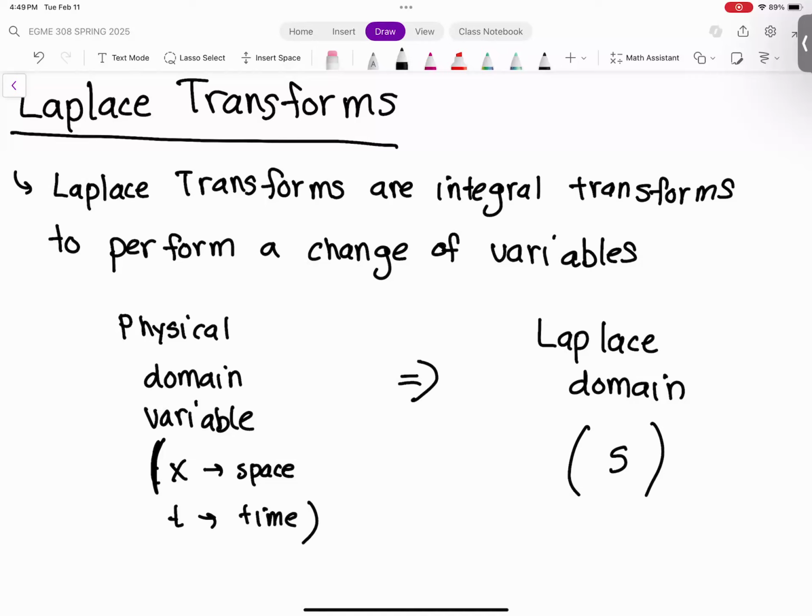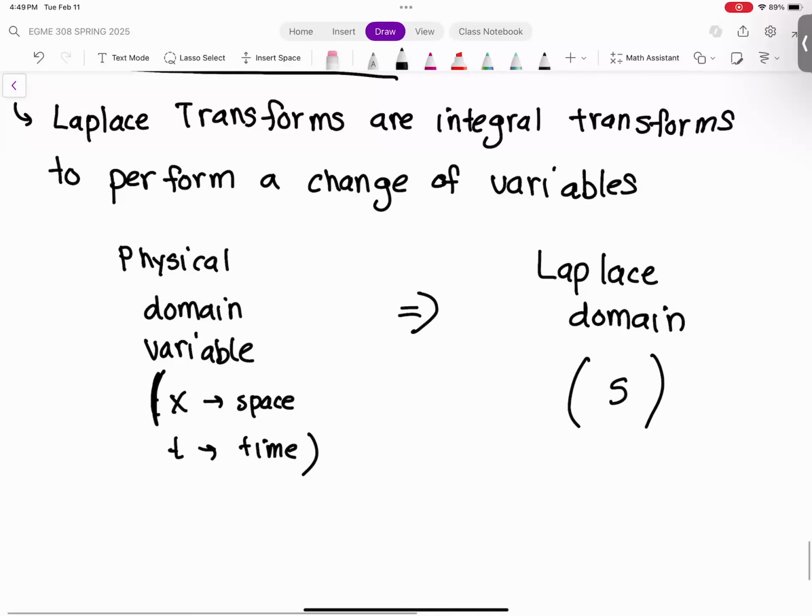Okay. So why would we do this? Why would we go through the trouble of transforming something that we work with probably for your entire time here as a student? Why would we go through the trouble to change it to a different variable? Okay. So the idea with Laplace transforms and with integral transforms in general, this is not the only integral transform we're going to go over in this class. We're going to also go over a Fourier transform as well.